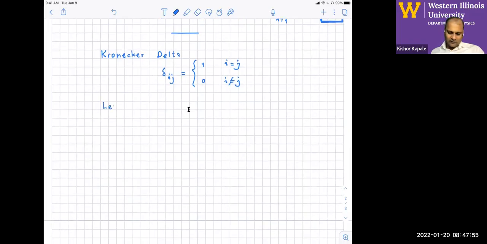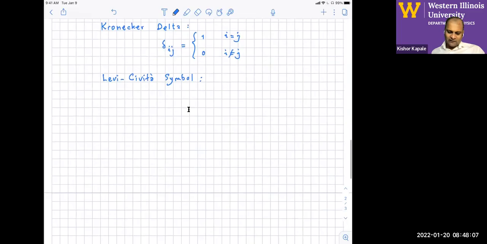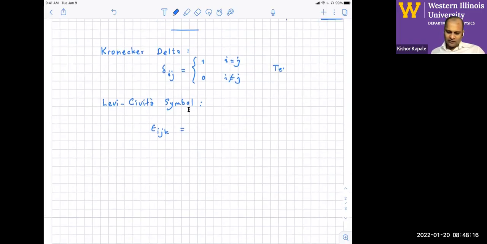Then we are going to again use another symbol, which is called the Levi-Civita symbol. And we call it a symbol here, but it's actually again also a tensor, which is the simplest 3-component tensor that you can write, or tensor of rank 3. A tensor of rank 2 is what we had for the Kronecker delta. A vector is a tensor of rank 1. A scalar is a tensor of rank 0.